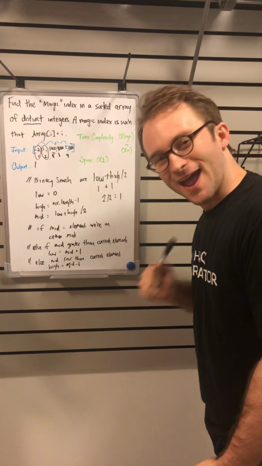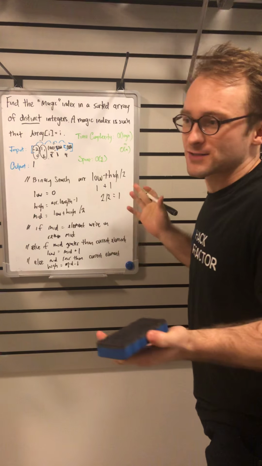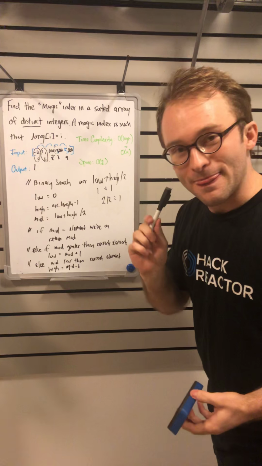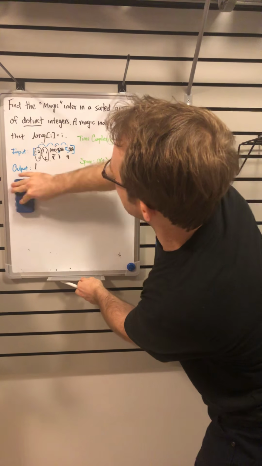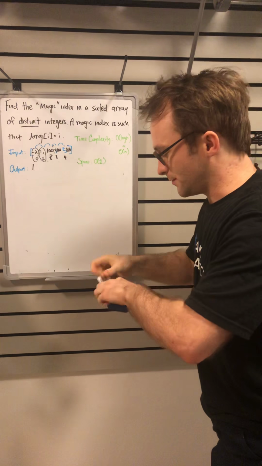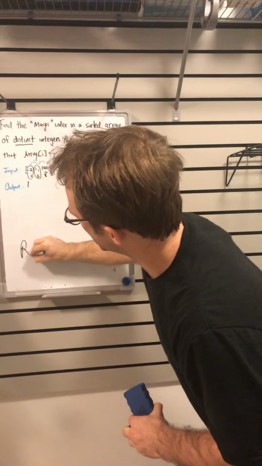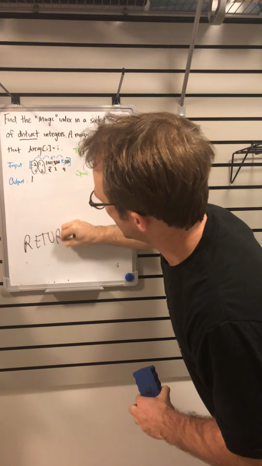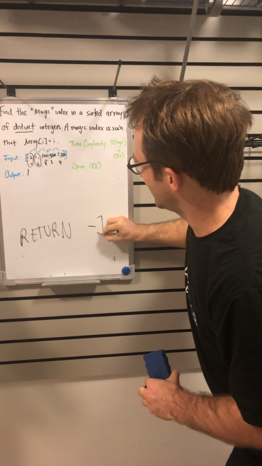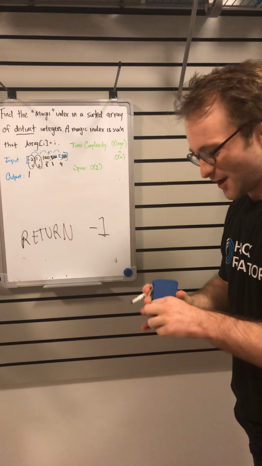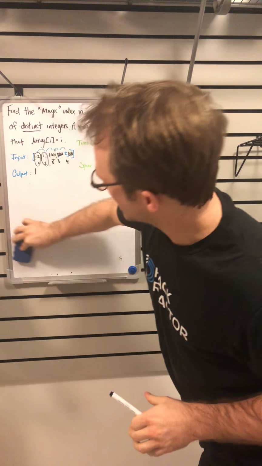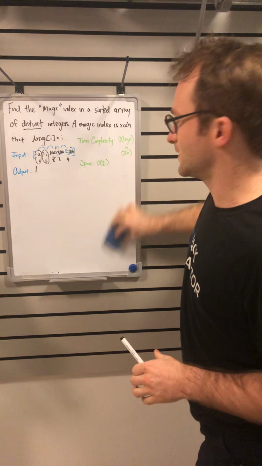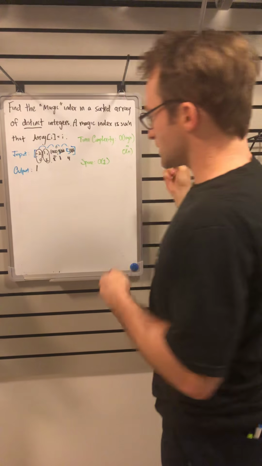So I have to exit. I've looked at everything, there's nothing there. So in that case, if there's nothing there, if I didn't return inside of the loop, then oh boy, we're gonna do something really fun here. We're gonna return -1. So we've looked through it, and there's nothing in there. We're just gonna return -1. It doesn't exist.